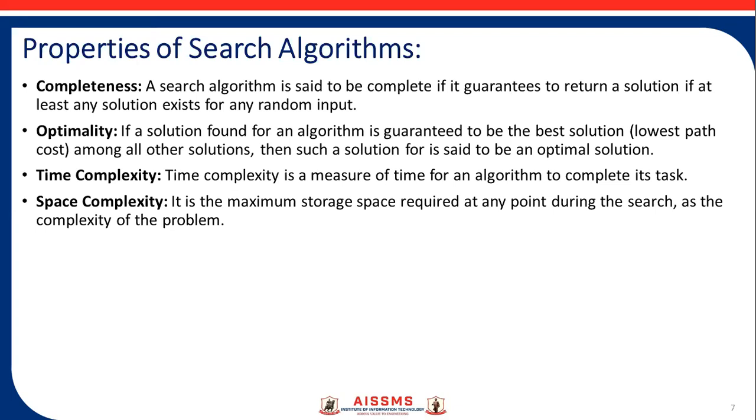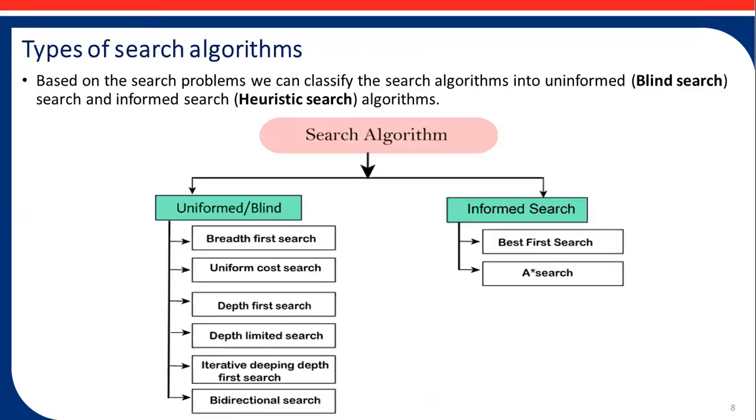Then properties of search algorithms. First is completeness, then optimality, time complexity, and space complexity. Now the types of search algorithms. Based on the search problem, we can classify search algorithms into uninformed, that is blind search, and informed search, that is heuristic search algorithms. This diagram shows uninformed, or blind search, which includes breadth-first search, uniform cost search, depth-first search, depth-limited search, iterative deepening depth-first search, and bidirectional search. These are the uninformed or blind search algorithms. Then next is informed search or heuristic search, in which best-first search and A* search algorithms are included.